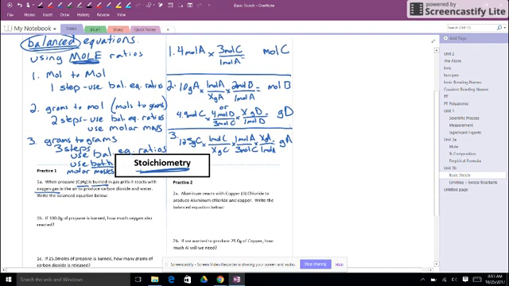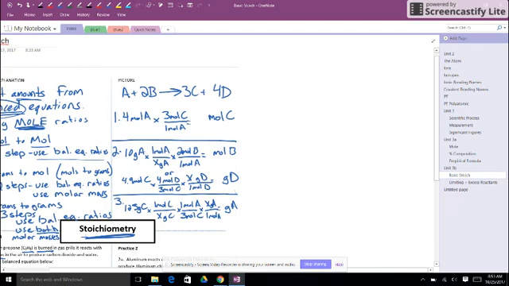Now, there's three types of problems I think we're going to encounter. The first is when we're given moles and we're asked to find moles. Whenever we're going from moles of one substance to moles of another, it's going to be a one-step problem, one conversion factor, and you're just going to use the balanced equation ratios.